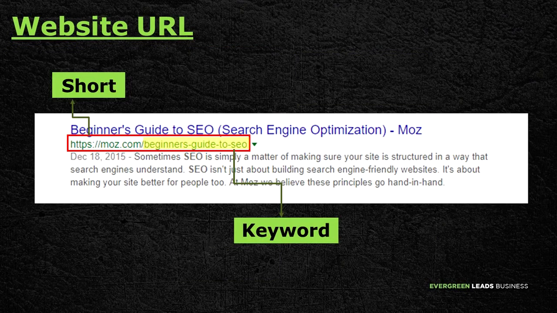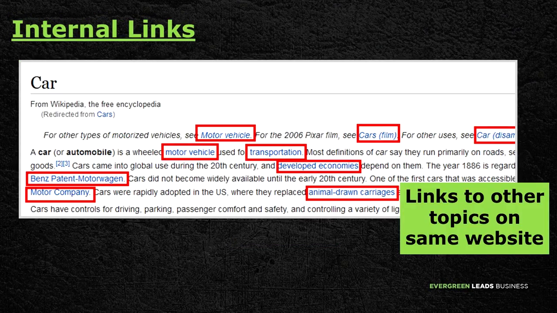Okay, and you want to use SEO friendly addresses. Make your website URLs short and sweet. And if you're using WordPress, you want to take advantage of the permalinks. Okay, and it is also advisable to add your target keyword within the URL.